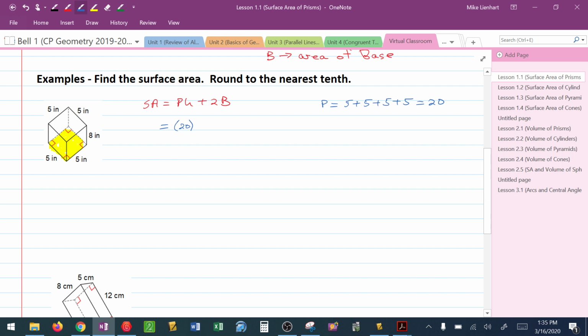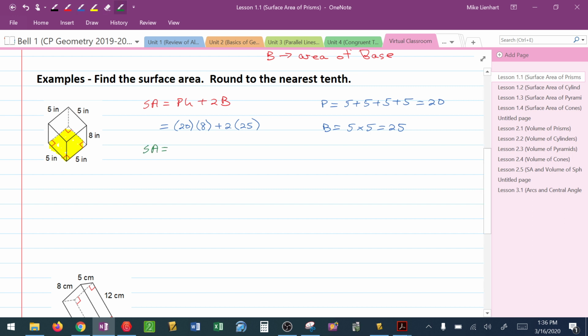H stands for height. Height connects the base to the other base, the bottom in this case to the top. And that's going to be my 8. Plus 2, and big B I'm going to figure out over here. It's a square, so that means I'm going to take 5 times 5, or 25, and I put that in here.